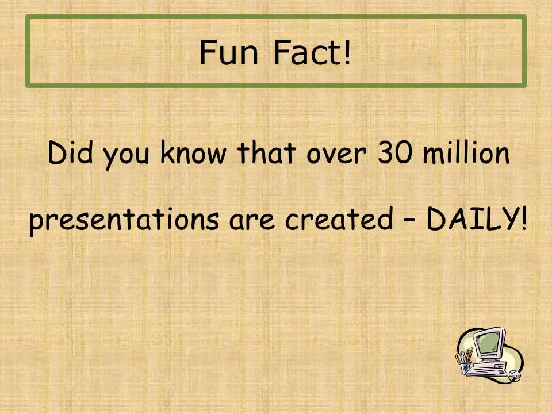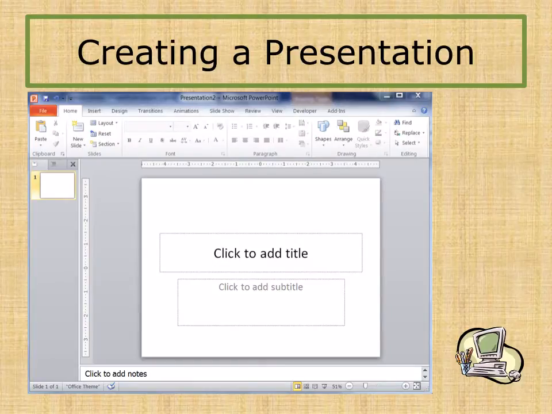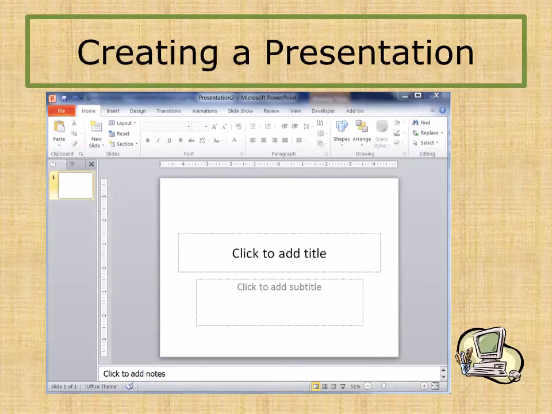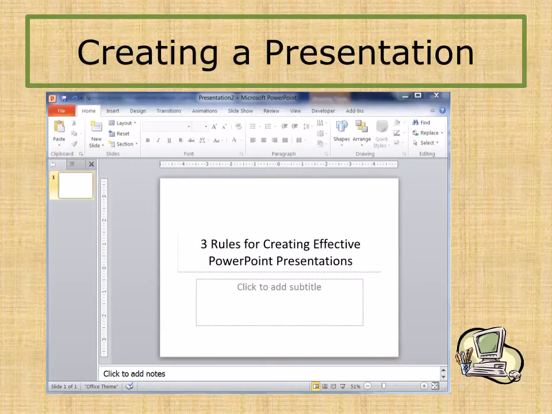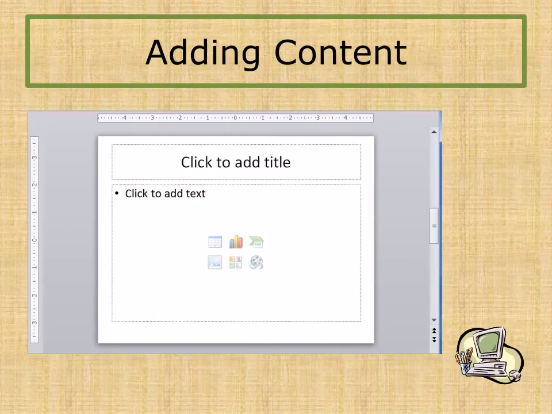Let's talk about how to create your first presentation. When you first open PowerPoint, this is what you see. On this slide, you'll create the title page. Notice the location of the text placeholders here and here. You just click to add your title, then you're going to click to add your subtitle, and you've created your first slide. Now, click on New Slide in the Slides grouping on the ribbon, and PowerPoint adds a new slide.